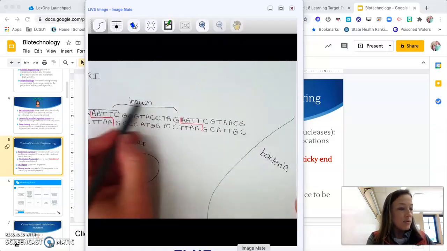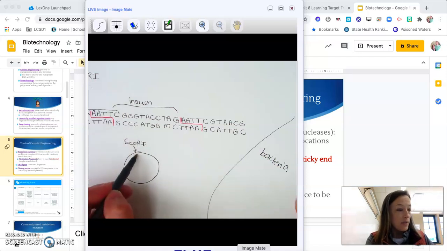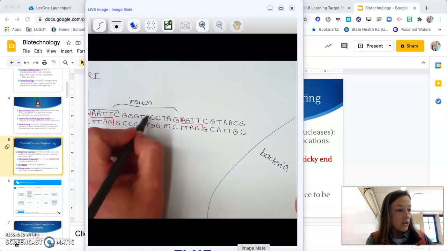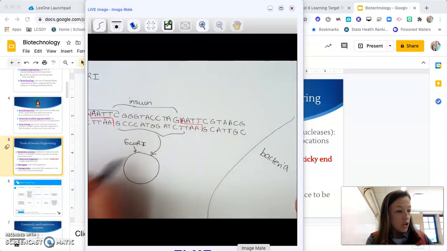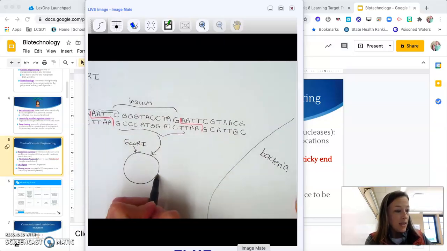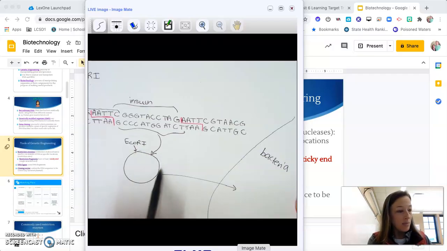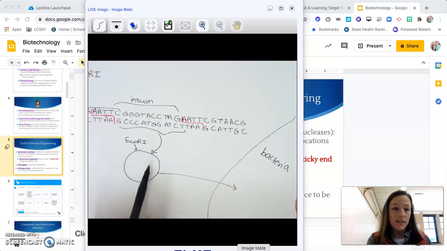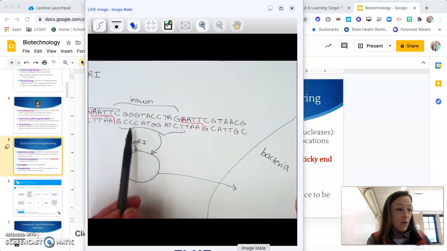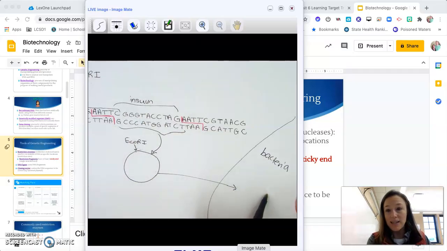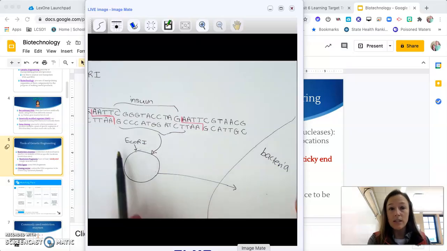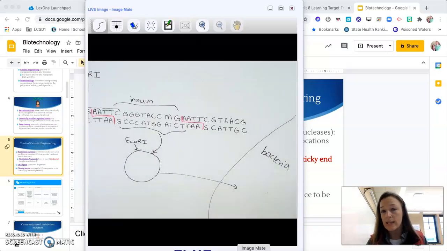So what I'm going to do is cut it out. I'm going to cut open this plasmid, insert this gene into the plasmid, and then encourage the bacteria to take up this plasmid. That makes the plasmid the vector, because the vector is taking the DNA from point A out here to point B inside the bacteria. And once it's in there, the bacteria will start transcribing and translating it and making that insulin.